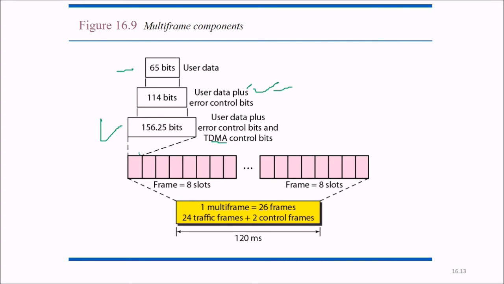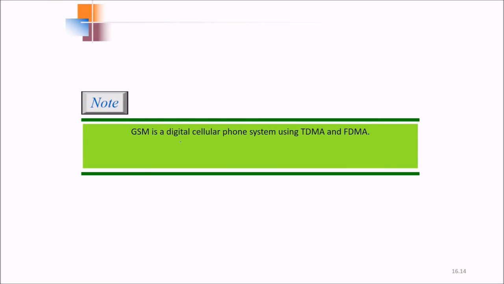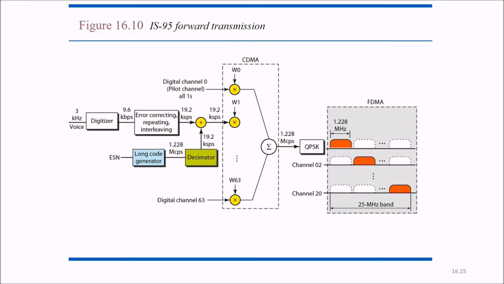Because this frame is of say 8 slots, one multi-frame is equal to 26 frames. So you have 24 traffic frames along with 2 control frames, and this one goes for 120 milliseconds. This is the concept of multi-frame components. So GSM is a digital cellular phone system. It again uses TDMA and FDMA.